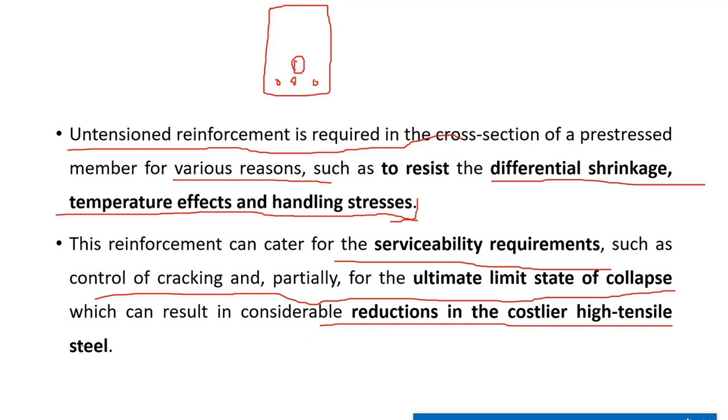That is, if that reinforcement, the untensioned or conventional reinforcement, is also taken into account for the design purpose, that type of structure is called a partially prestressed structure. Okay. And it will result in considerable reduction in the costlier high tension steel. Okay, so that will make the structure more economic. Okay, there will be reduction in cost.